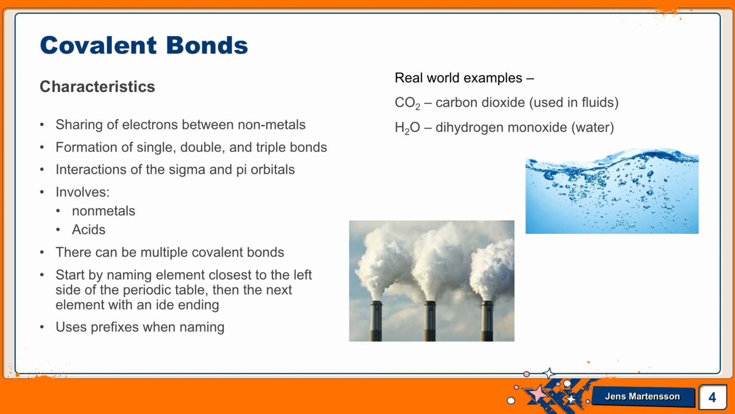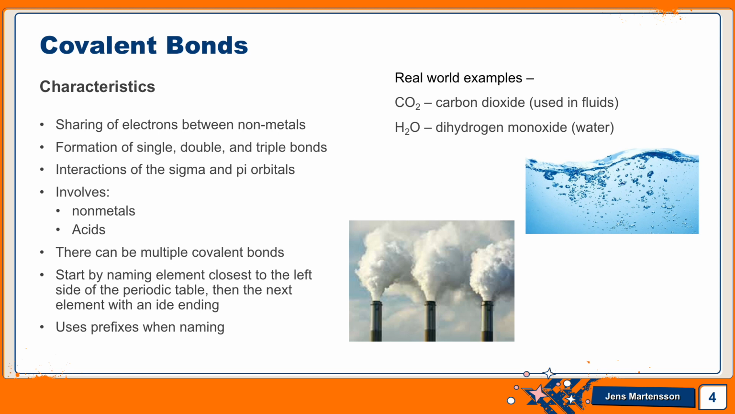Moving on to covalent bonds. So covalent bonds is the sharing of electrons between nonmetals only. They form single, double, and triple bonds because they are sharing electrons. They aren't transferring like they do in ionic bonds. These interactions happen within the sigma and pi orbitals, and also most acids are covalent bonds. There can be multiple covalent bonds within a molecule.